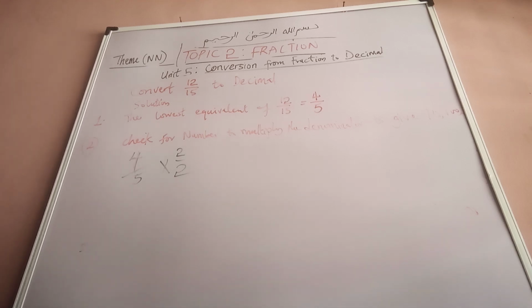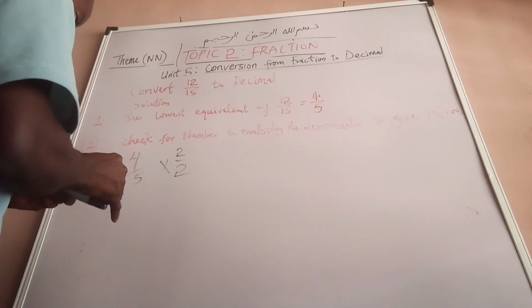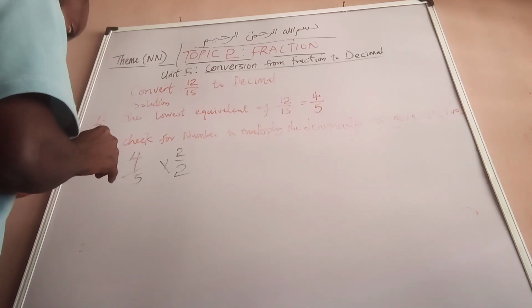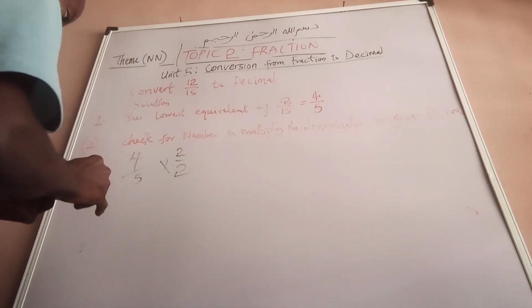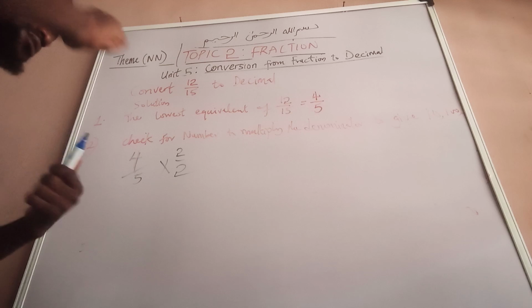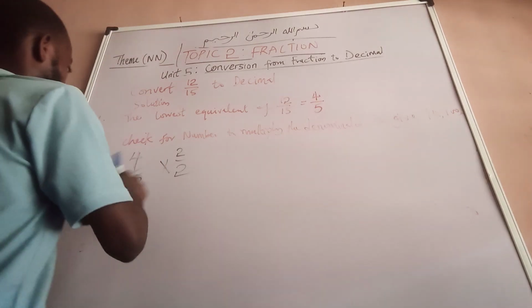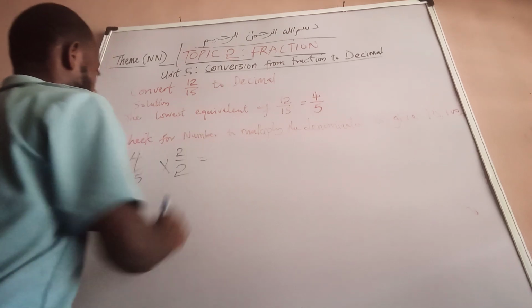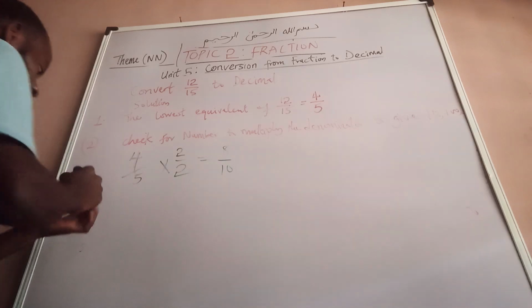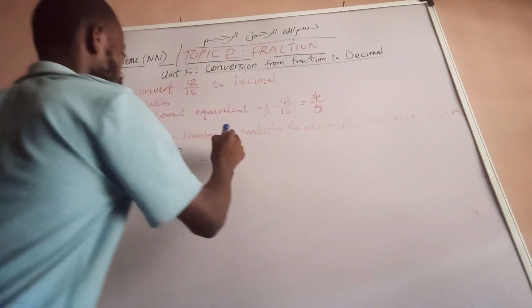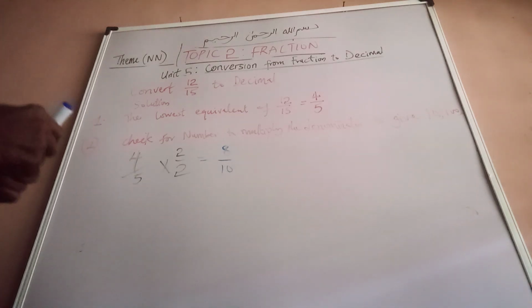So, now, based on this, we are able to observe that we have, which is equals to 4 times 2, 8 all over 10. This is 8 all over 10.